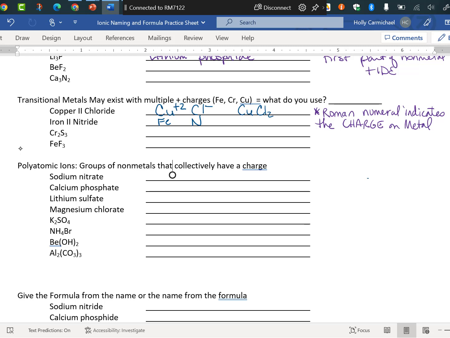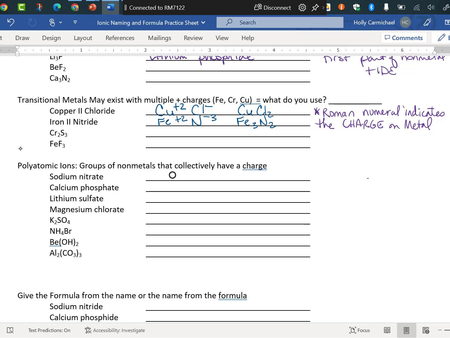Okay, so then assign the charges. What's the charge on the iron? It's a +2. The Roman numeral tells me the charge. The charge on the nitrogen is -3. So 8 minus group 5. If you look at nitrogen, it's in group 5A. So 8 minus 5 tells you it's a -3. So now if I swap these, the formula is Fe3N2. Very good.